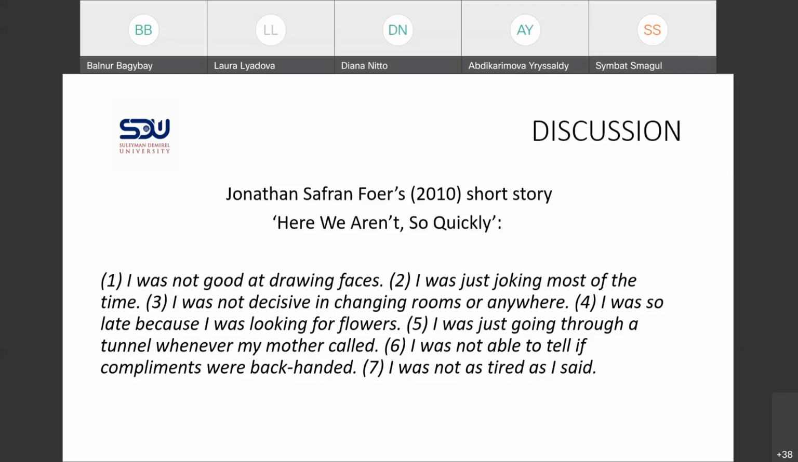Any ideas? I guess we can find here two main parallel structures, right? One is the negation, like I was not good at, I was not decisive, I was not able, I was not just tired. And the second one is just I was just and the verb with ing.